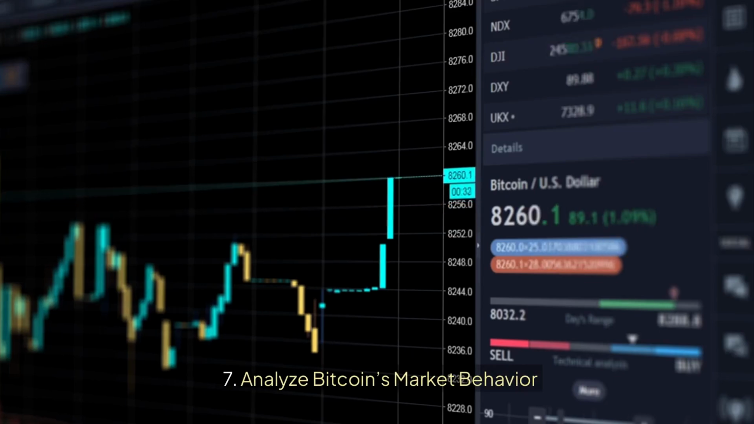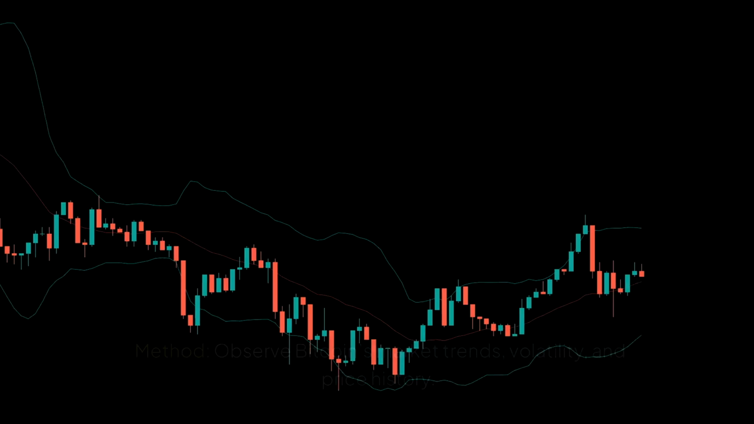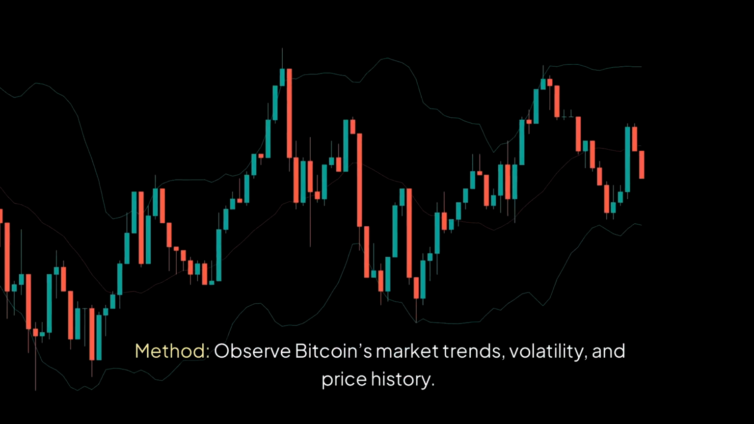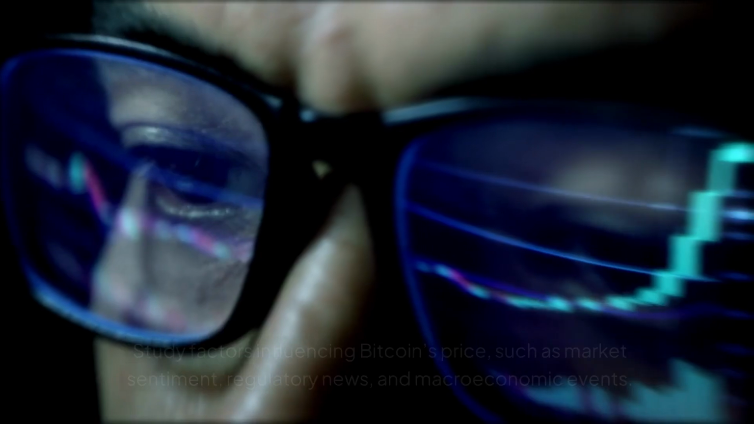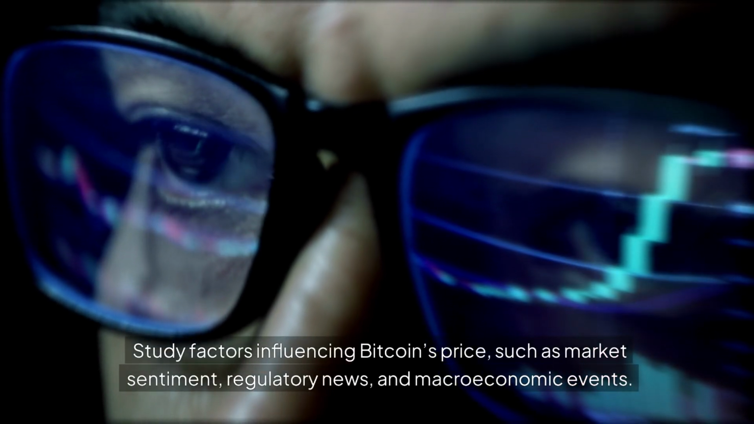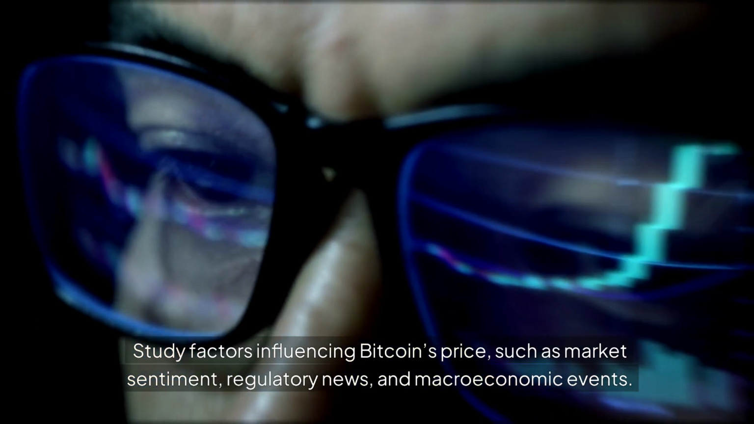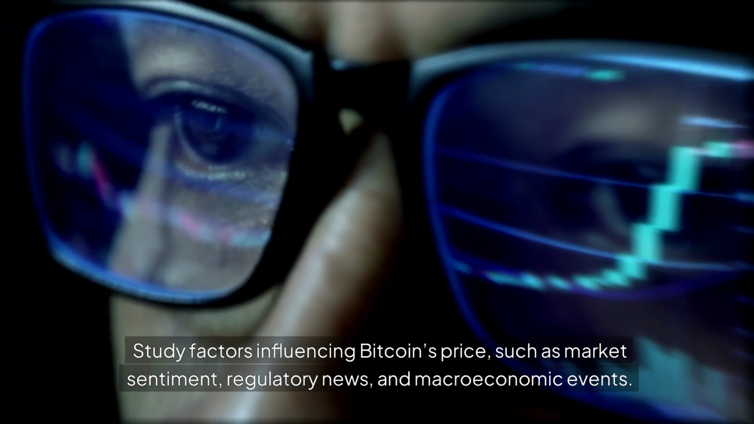7. Analyze Bitcoin's market behavior. Observe Bitcoin's market trends, volatility, and price history. Study factors influencing Bitcoin's price, such as market sentiment, regulatory news, and macroeconomic events.